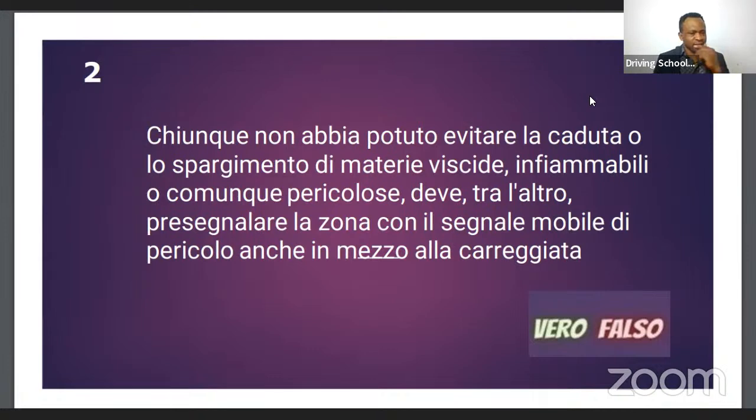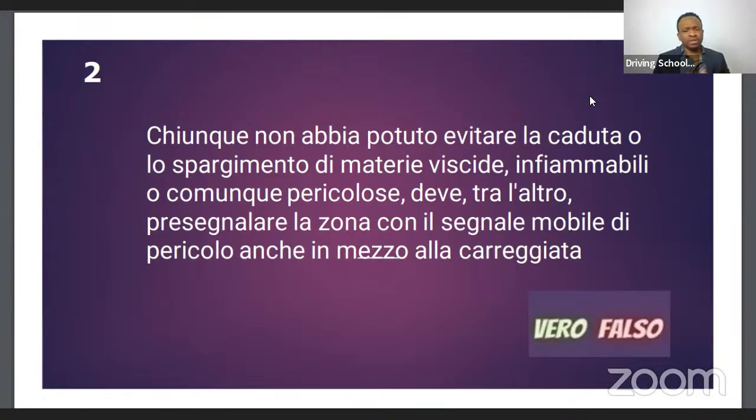What this question is saying is that he said, "Chiunque non abbia potuto evitare la caduta o lo spargimento di materie viscide, infiammabili o comunque pericolose, deve tra l'altro presegnalare la zona con i segnali mobili di pericolo, anche in mezzo alla carreggiata." So, whosoever is not able to avoid the falling out of goods or loads, this word spargimento means, for example, the spreading out of all those materials that can easily spread out, that can get lost, and also the material viscide, infiammabile or comunque pericoloso, deve tra l'altro.